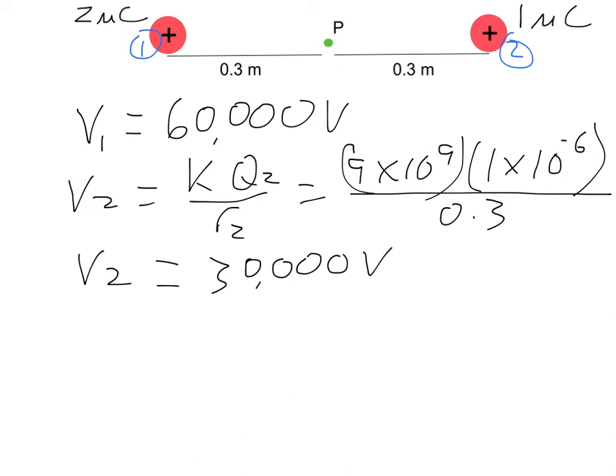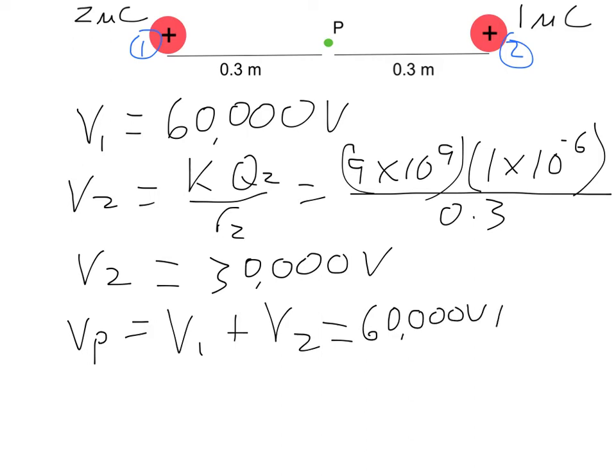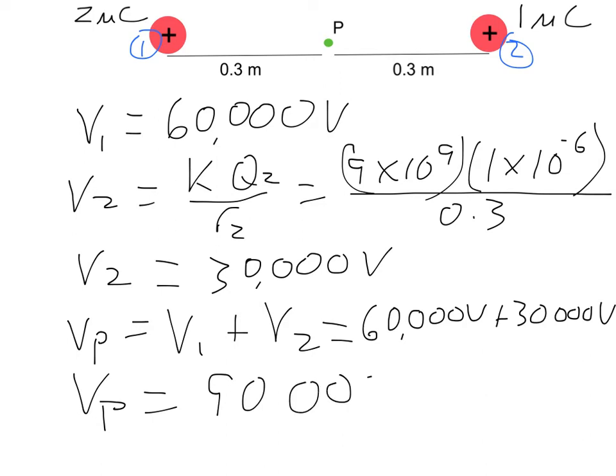30,000 volts. To calculate the total voltage at point P, all I need to do is take the individual contributions to the voltage coming from charge 1, and add it to the voltage coming from charge 2, and I'll have my answer. Voltage 1, 60,000 volts. Voltage 2, 30,000 volts. And so the total voltage at point P is 90,000 volts. See how easy that is? That's why we like voltages. They add as scalars.